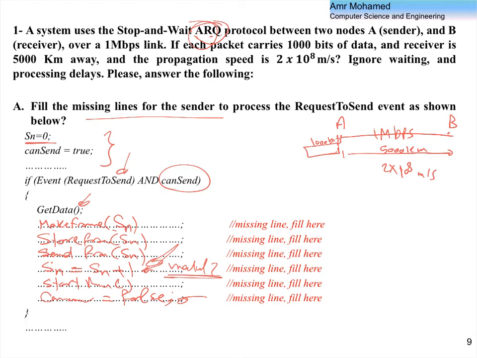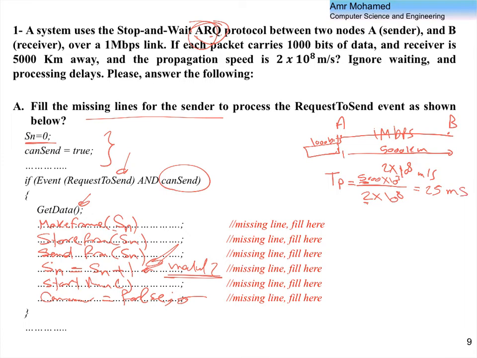Right. For the second part, we need to calculate two things. We need to calculate the propagation time. The propagation time is what? Is distance divided by speed. Which is, the distance is 5,000 kilometers divided by the speed, which is 2 times 10 to the power 8. This is how much you can calculate. It's actually 50 divided by 2 milliseconds.